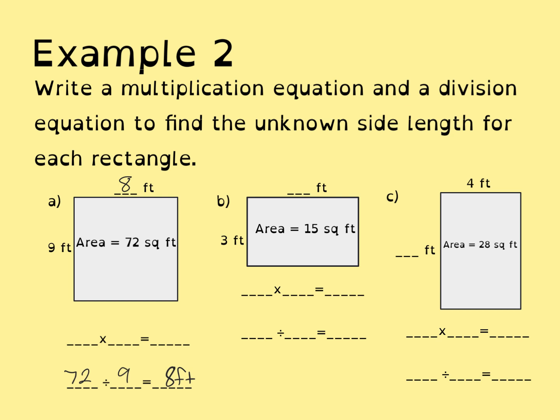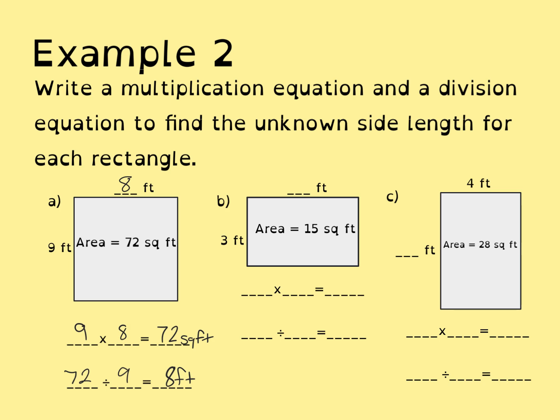Now that we have our missing side length, we can finally write our multiplication equation. From the last problem, we know that side length times side length equals the area. So our equation would be 9 times 8 equals 72 square feet. It's important to note that your equation could be 8 times 9 and it could still be correct.